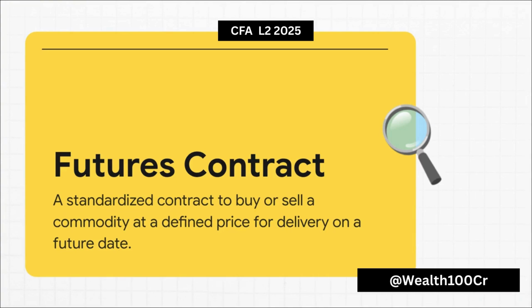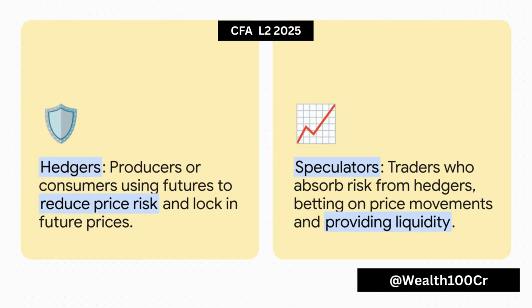But the magic word, the word you really need to remember, is standardized. This means every contract for, say, WTI crude oil is for the exact same stuff, same quantity, same quality, same delivery location. And because of that standardization, you get this huge liquid market where traders can jump in and out of positions super easily, all without ever having to deal with an actual physical barrel of oil.